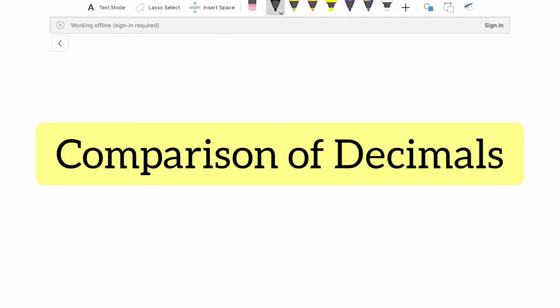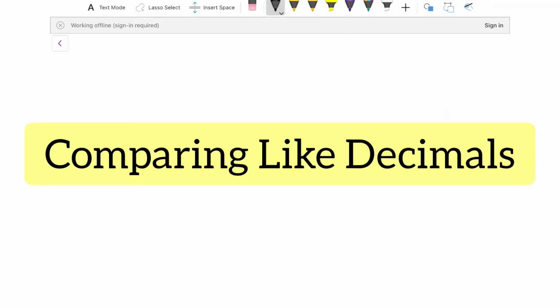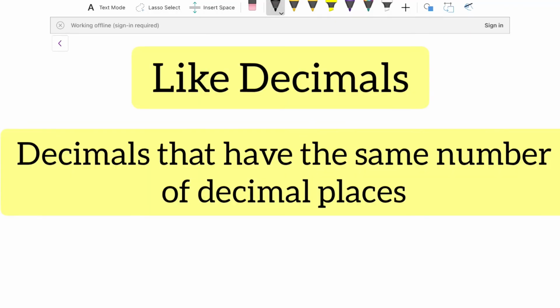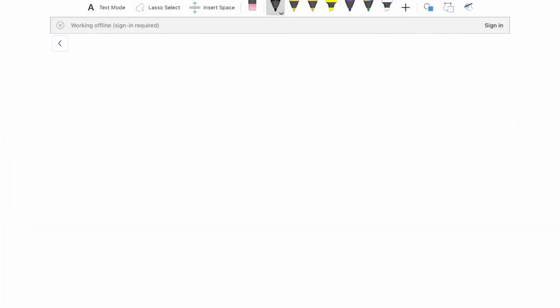All right, first let's see comparing like decimals. So decimals that have the same number of decimal places. Like decimals are those decimals that have the same number of decimal places. How do we compare them? Let's take an example. 1.32 and 1.35. Now these are like decimals because they have the same number of decimal places, that is 2 each.